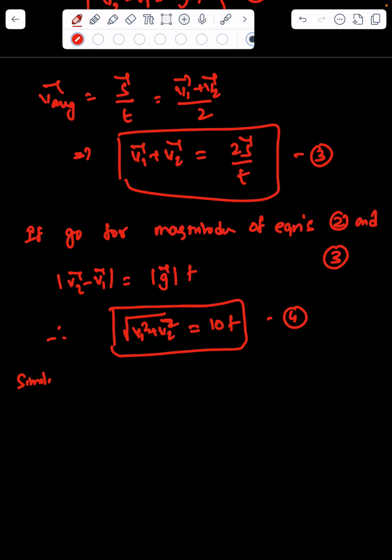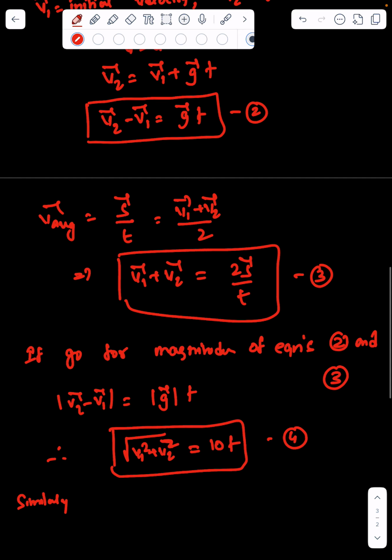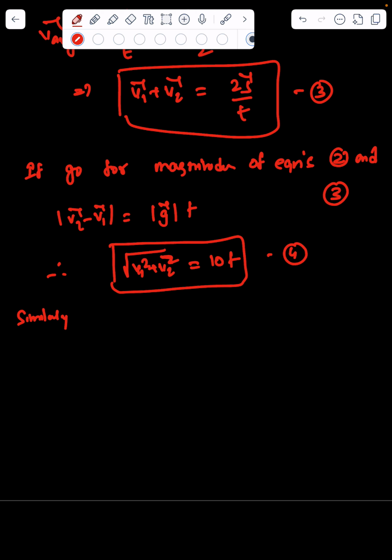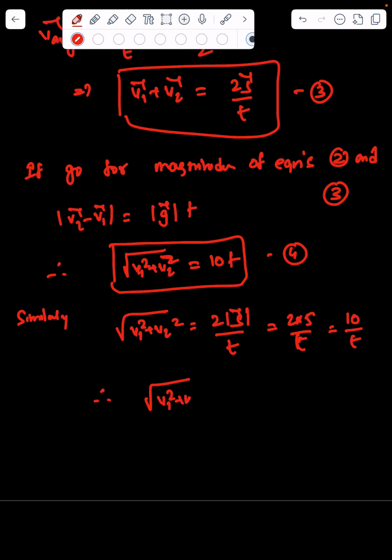Similarly, since v1 bar and v2 bar are perpendicular, the magnitude of v1 bar minus v2 bar or v1 bar plus v2 bar must be the same: root over v1 square plus v2 square. So equation 3 can be written magnitude-wise as root over v1 square plus v2 square is equal to 2 into the magnitude of displacement by time. The magnitude of displacement is 5, so it is 2 into 5 by t, which is 10 by t. Therefore, root of v1 square plus v2 square is equal to 10 by t. This is the fifth equation.